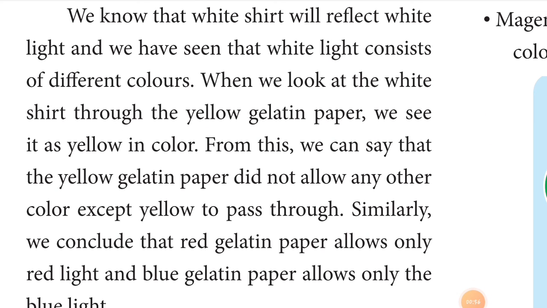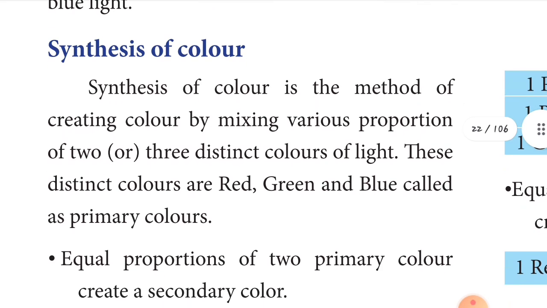So a white shirt will reflect white light. It can be seen that white light consists of different colors. When we look at the white shirt through the yellow gelatin paper, children, we see it in yellow color. So you get a mixture of different colors. Similarly, we conclude the red gelatin paper allows only red light and the blue gelatin paper allows only blue color. And see the synthesis of colors, children. That means you have a mixture of colors.